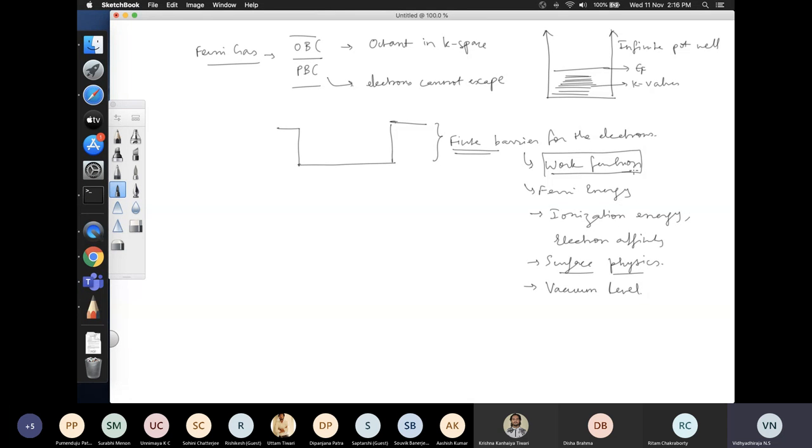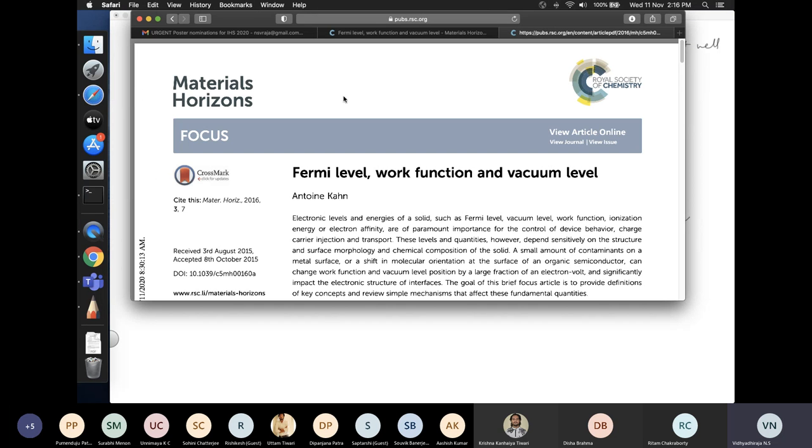Not only that, if you add a little bit of impurities, or if there is something called a surface reconstruction that can happen, so there are steps that can get created, that can also change the work function. Okay, and thin layers of adsorbates, if you adsorb a certain gas on a certain metal, for example, that can also change the work function drastically. Okay, so the work function is a very sensitive quantity, and what I would suggest is that there is a particular article that I'm going to show you now.